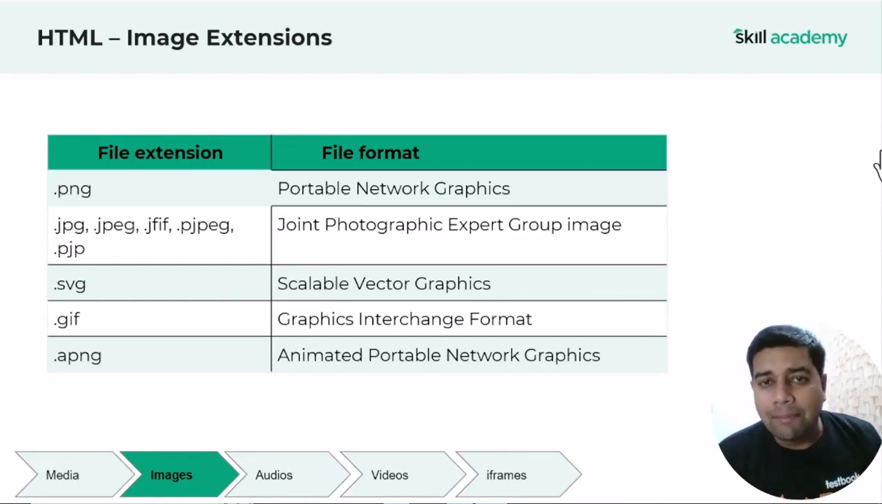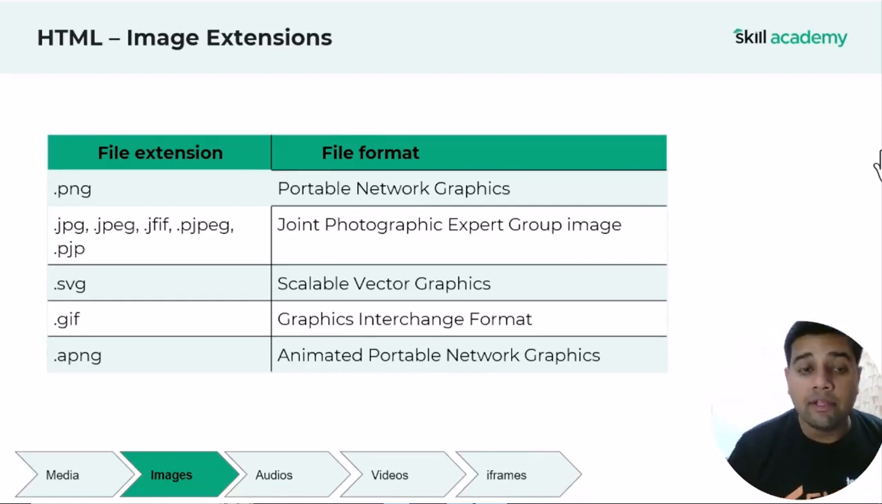But in the image tag we can display SVG images as well, which stands for Scalable Vector Graphics. We can add GIF images as well, which stands for Graphics Interchange Format, and you can even display .apng, which stands for Animated Portable Network Graphics. So these are the file extensions supported by the HTML image tag: PNG, JPG, SVG, GIF, .apng, and multiple extensions are also allowed.